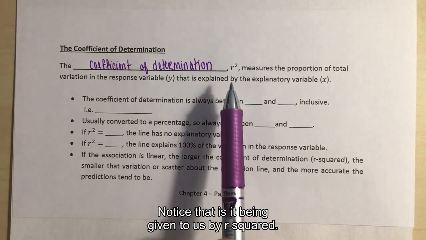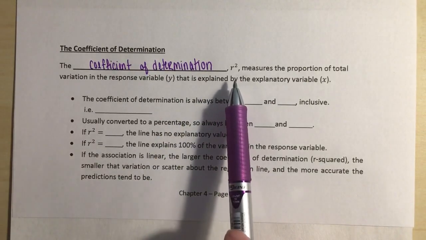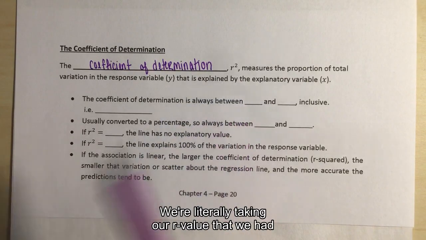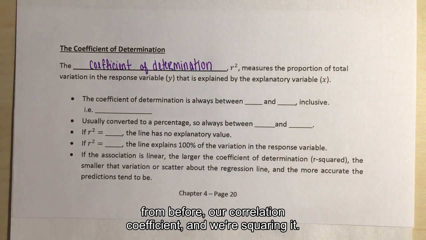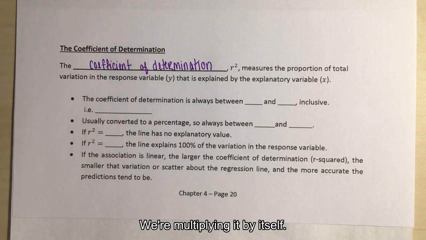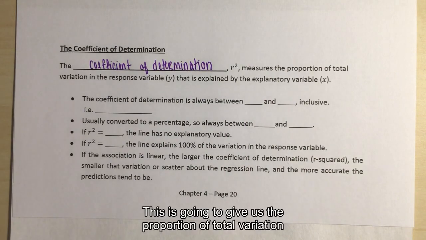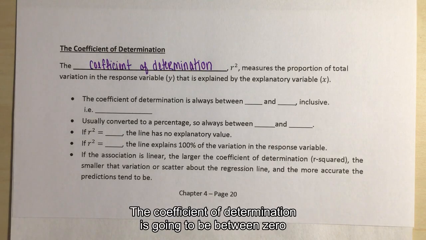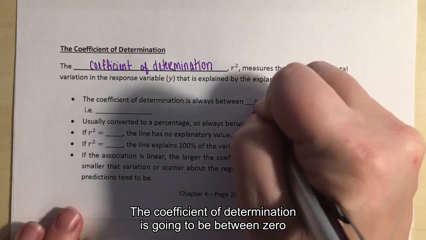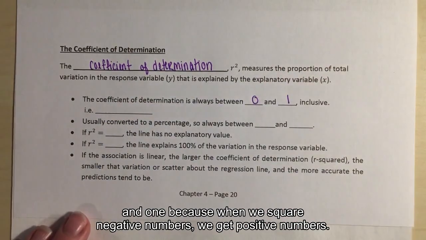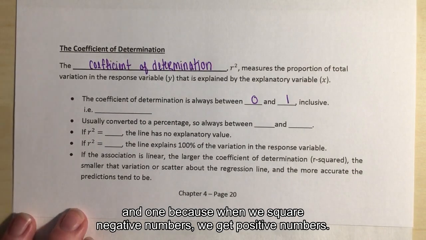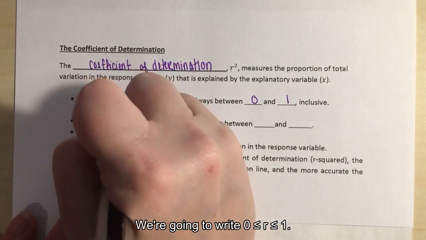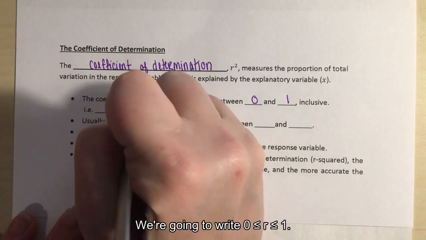Notice that it is being given to us by r squared. Right? So we're literally taking our r value that we had from before, our correlation coefficient, and we're squaring it. We're multiplying it by itself. This is going to give us the proportion of total variation in the response variable that is explained by the explanatory variable x. Right? So the coefficient of determination is going to be between 0 and 1, because when we square negative numbers, we get positive numbers. So we're going to write 0 is less than or equal to r squared, which is less than or equal to 1.